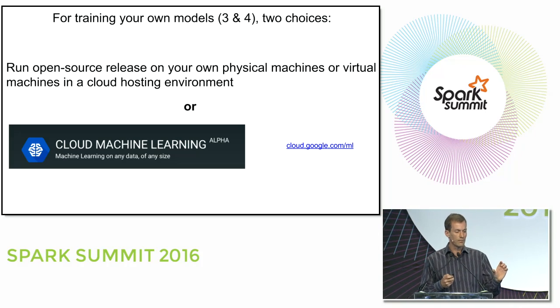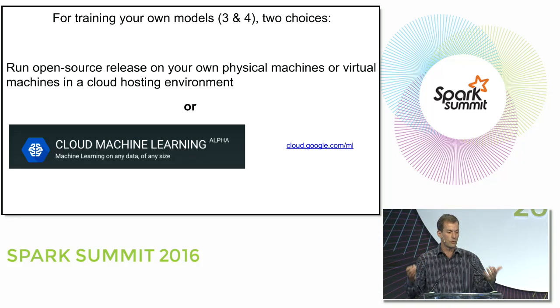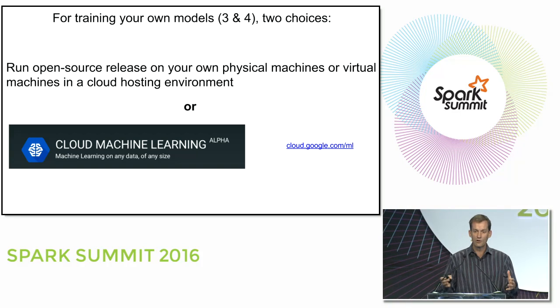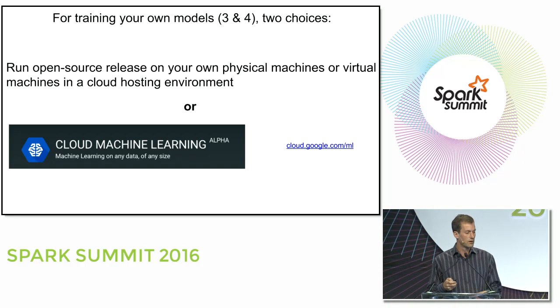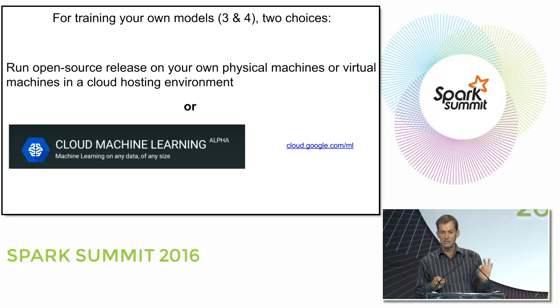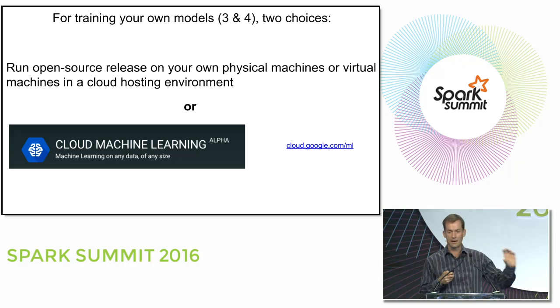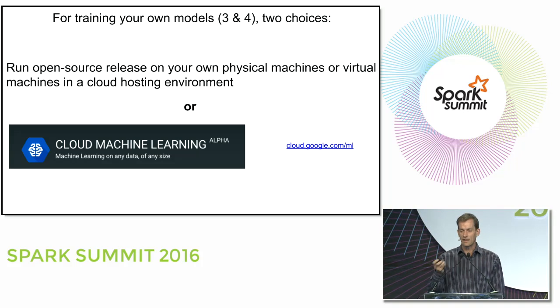For training your own models, there are two choices. One is you can run the open source release of TensorFlow, for example, on your own physical machines or on virtual machines, low-level cloud VMs in a cloud hosting environment. We're also working on a cloud machine learning product, which is in alpha, that allows you, at a higher level, to say, I just want to train this model. Please make it go fast and train it quickly. We're going to try to make that as seamless as we can. We have about 15 to 20 customers using the alpha right now, and we're going to take that feedback and bring it to beta as quickly as we can, and then general availability.